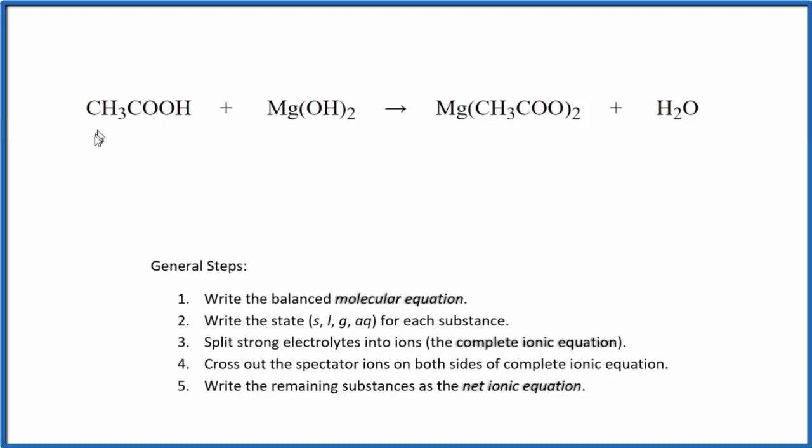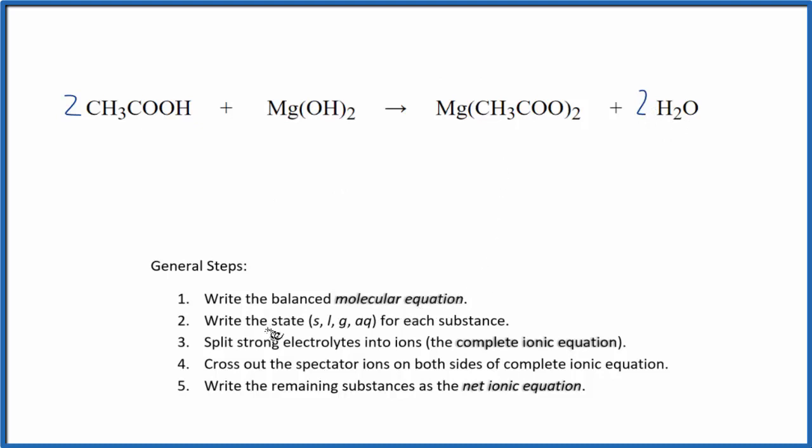So we have our acetic acid, our magnesium hydroxide. We need to balance the molecular equation. So this is our molecular equation, and it looks like to balance it, if we put a 2 here and here, this would be balanced. So we have our balanced molecular equation.